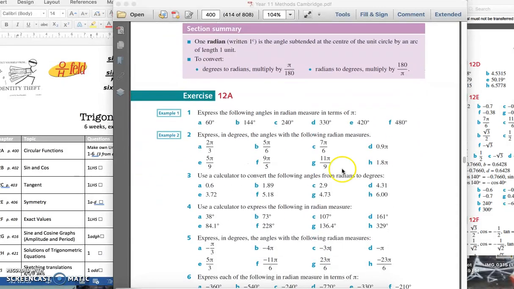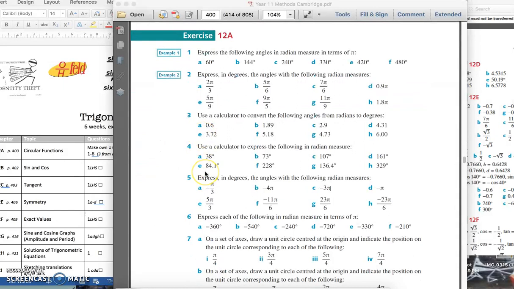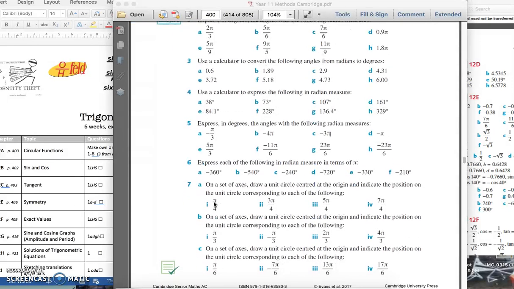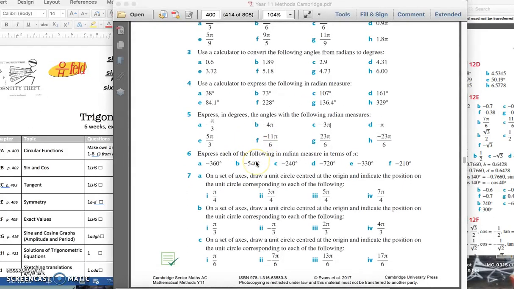Cool. Now, that's questions 1 and 2. 3 and 4 are exactly the same, but you've got decimals to start off with. 5 and 6 are exactly the same process, but you've got a negative out the front. The only thing 5 and 6 will change is that if we had to draw those, they'll actually go in the opposite direction to what we've usually measured a radian, so it'll go in a clockwise direction, because usually we're going anti-clockwise. But you don't need to worry about that for now.